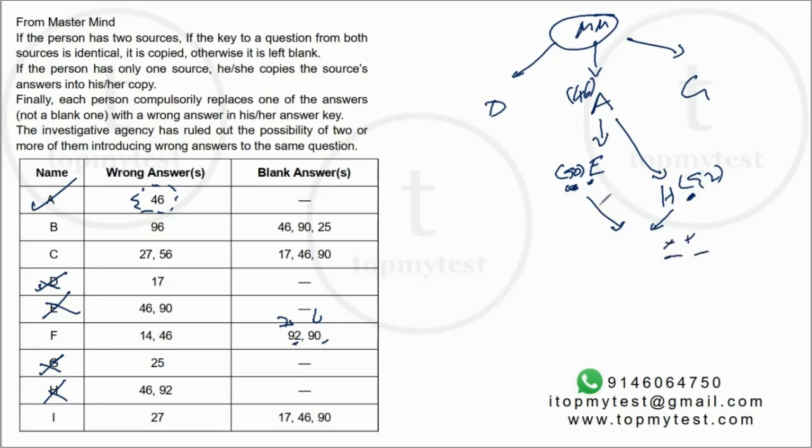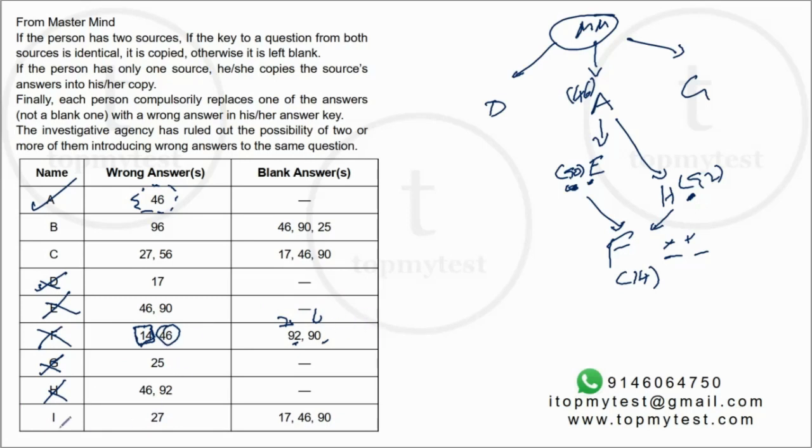Further, 46 will match because both of them took from A, assuming that A got everything right. They copied A's wrong answer and introduced their own wrong answers. So 46 will match, and he will introduce 14 as the wrong answer. So F introduces 14 as the wrong answer and he takes it from E as well as H. So this is also done. Working out nicely now.